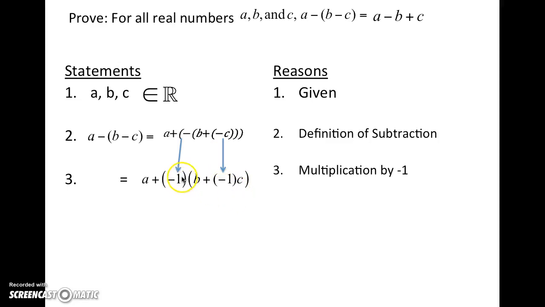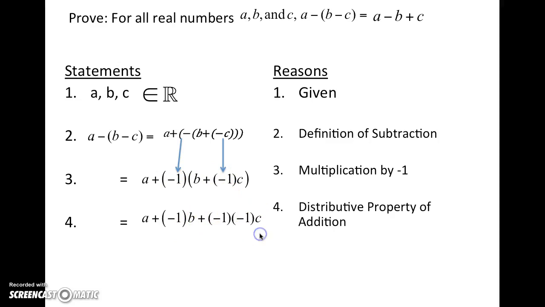We finally got to the point where we actually have a number out front, and it's addition in those parentheses, so we can distribute that -1. So we have -1 times b plus -1 times -1 times c, the distributive property of addition.